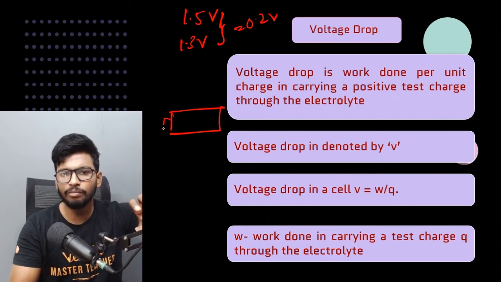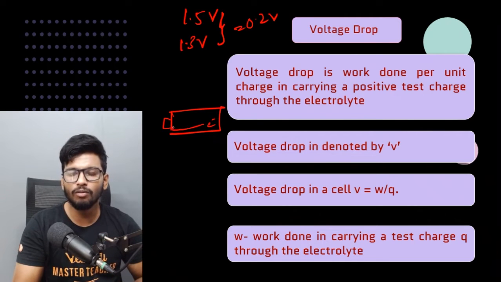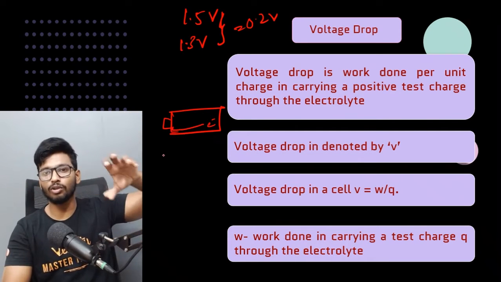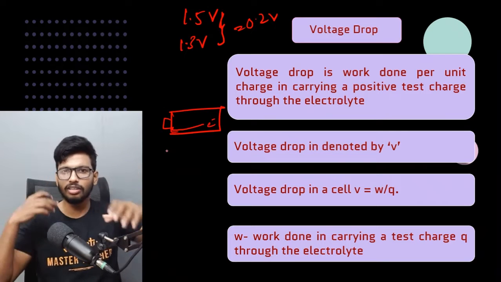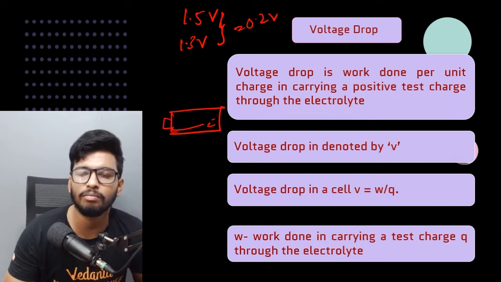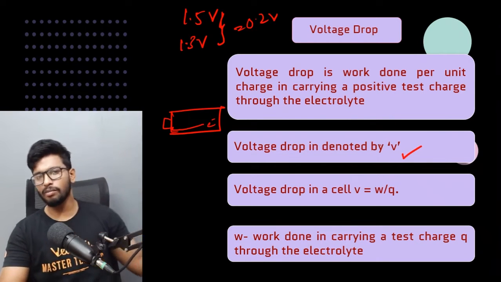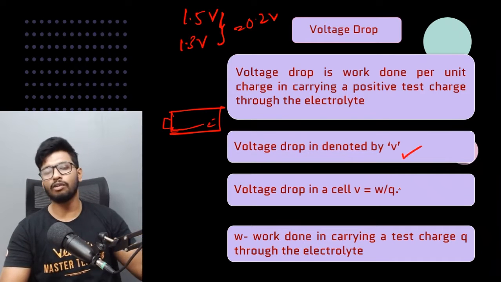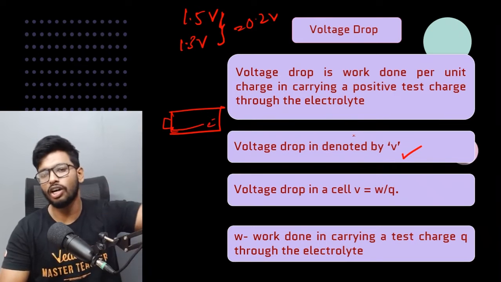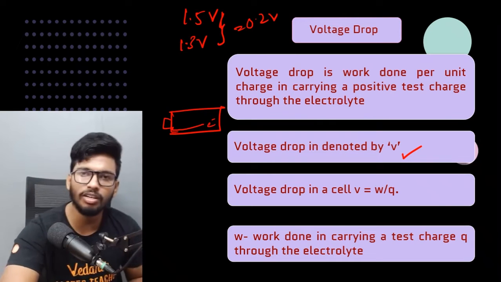See, inside the battery there is an electrolytic solution, right? The work done to move from one point to another inside the cell is what is called the potential difference, that is, the voltage drop. Because of this resistance inside the cell, you're getting this drop. It is represented by the small letter v. Capital V is terminal voltage, small v is voltage drop, which is equal to w by Q. Small w because it is work done inside the cell, and Q is the charge through the electrolyte. So that is voltage drop.